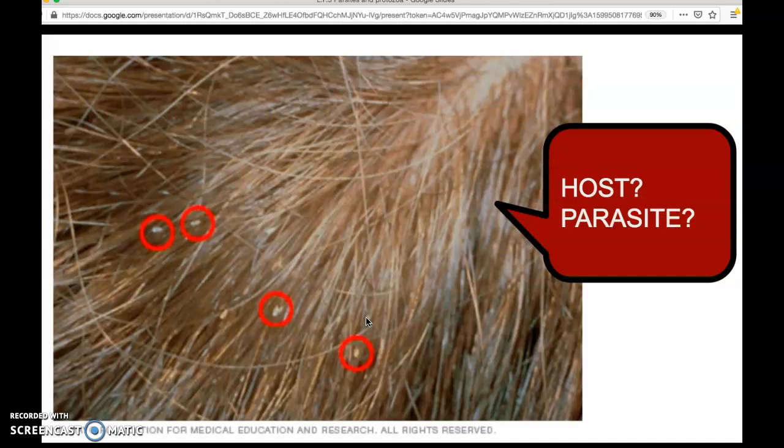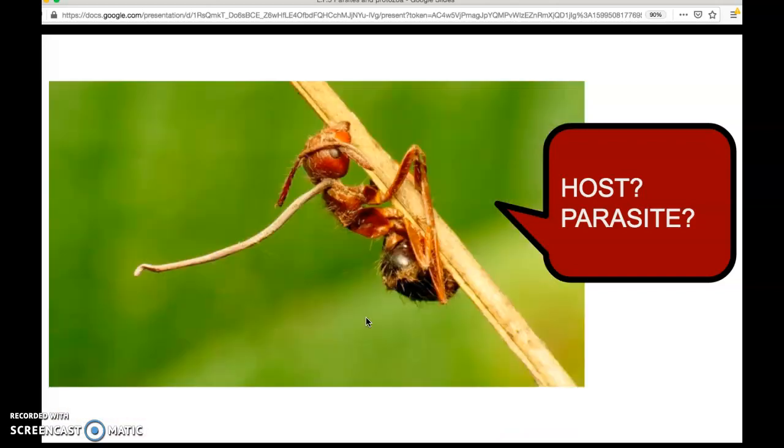So here we have some lice. So which would be the lice on a human head? Which would be the host and which would be the parasite? In this example, the lice is the parasite, and the human is actually the host.